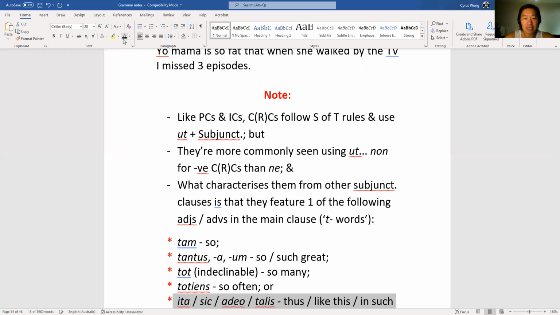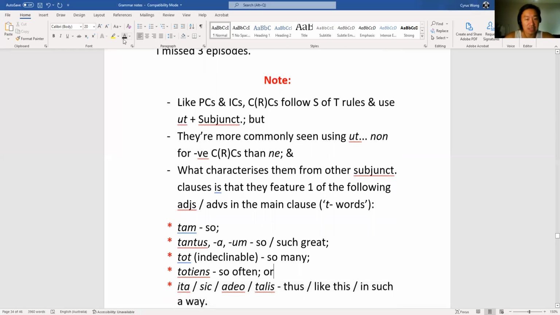And the last one: these words do not all start with T, but I'm just going to lump them in with all the T words anyway. They generally all mean the same thing, either thus, like this, in such a way, or to such an extent. And those words are ita, sic, adeo, talis. Another sequence of tense construction, but generally what characterizes them is that they feature one of these words in the main clause before the word ut.